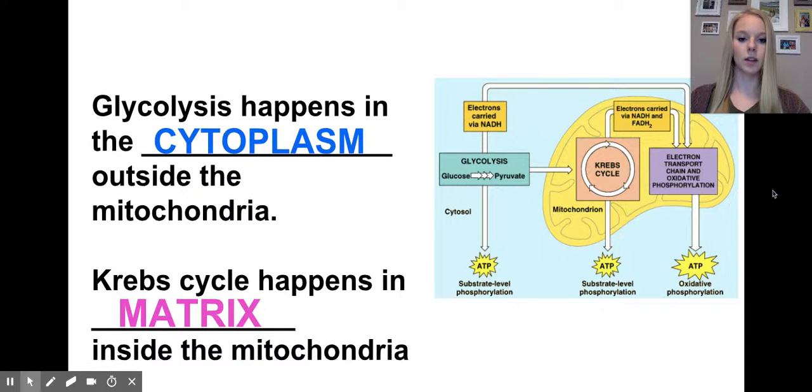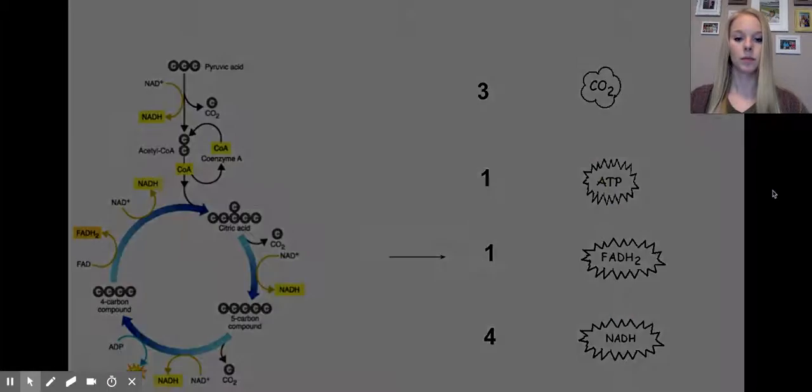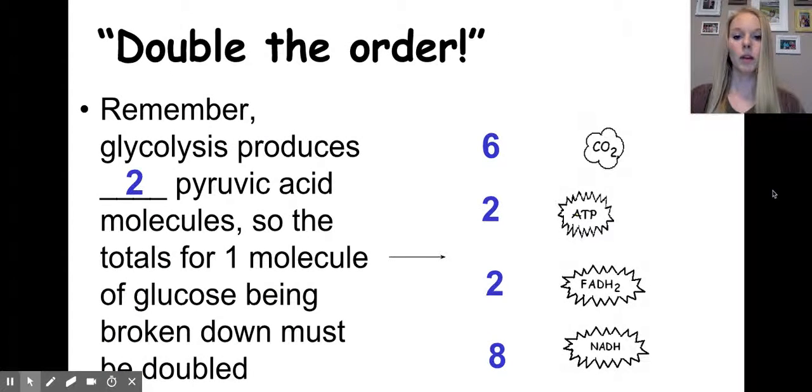After glycolysis occurs in the cytoplasm, the 2 pyruvic acid molecules move into the mitochondrial matrix for the Krebs cycle. The Krebs cycle gives out 3 carbon dioxide, 1 ATP, 1 FADH2, which is another electron carrier, and 4 NADH. Remember, glycolysis produces 2 pyruvic acid molecules, so the totals for one molecule of glucose being broken down must be doubled. So we actually get 6 carbon dioxide, 2 ATP, 2 FADH2, and 8 NADH.